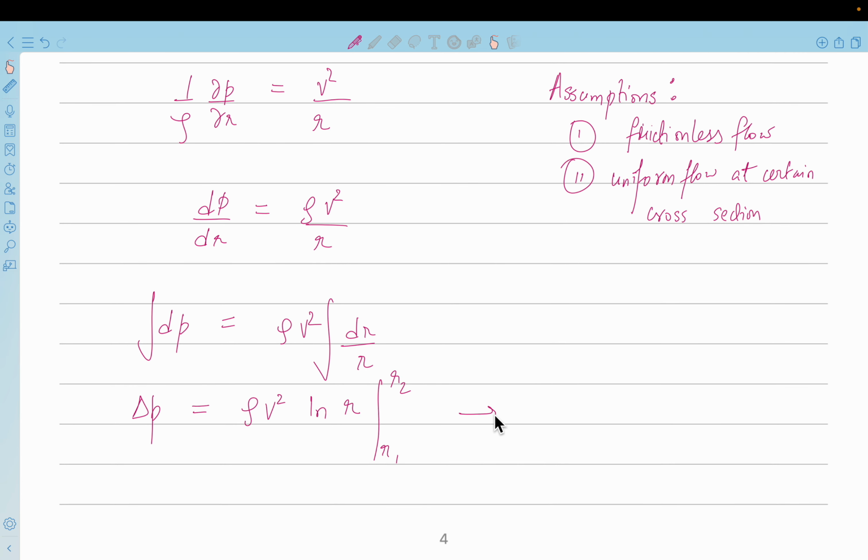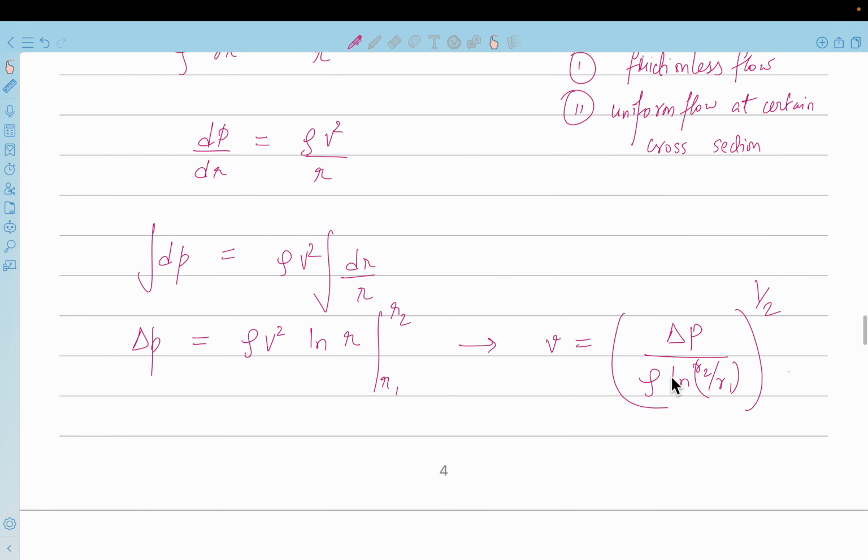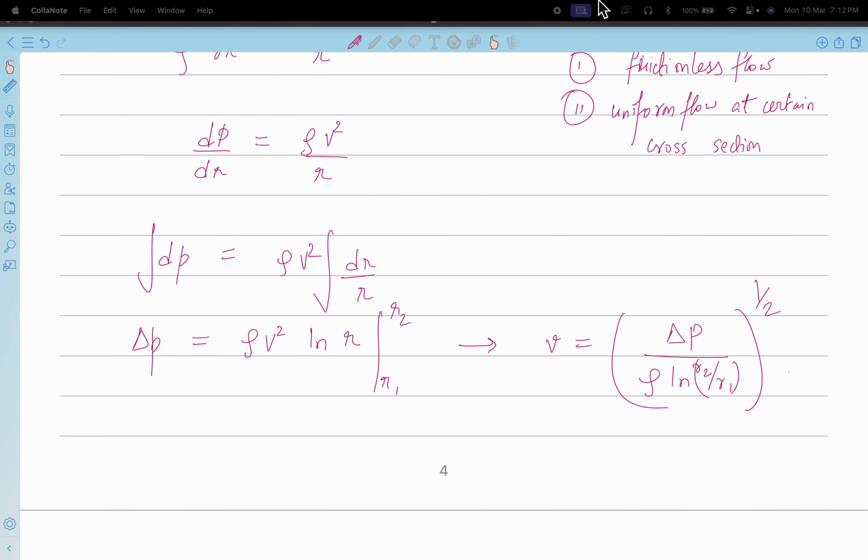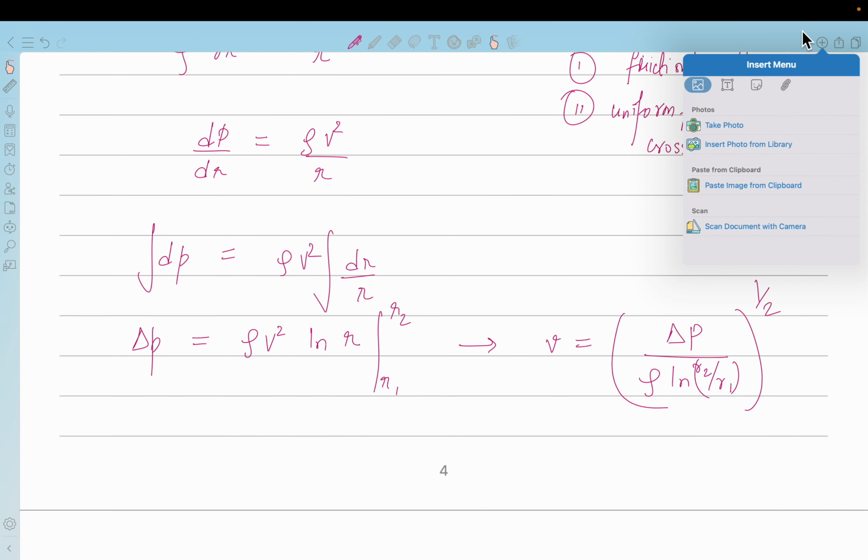Further, you can just rearrange this and say, what is the velocity in terms of the change in pressure? So that's delta P divided by rho, log r2 minus log r1 is nothing but log r2 by r1. And there was a v square, so this is to the power half. So this is the relation. And we already know delta P, so you can plug in the values and find the answer. So let me just add a page here.